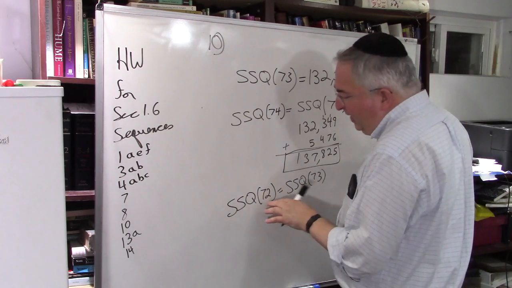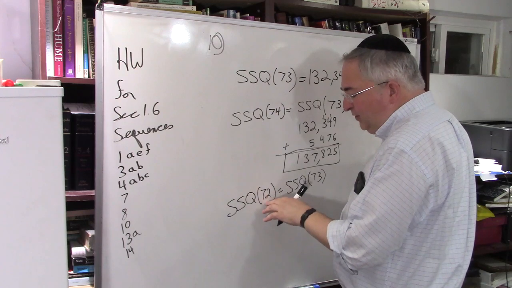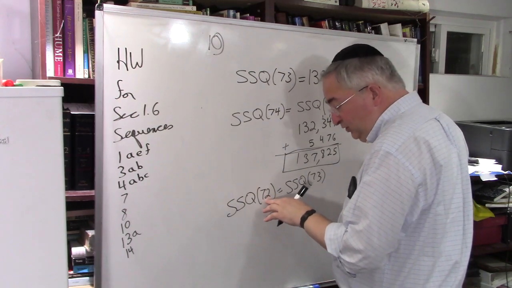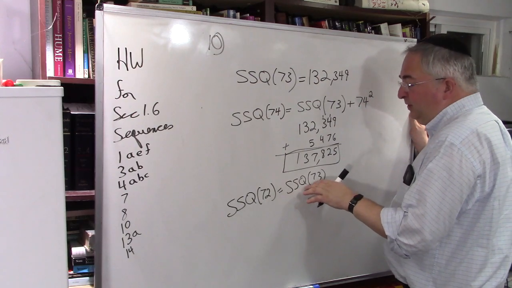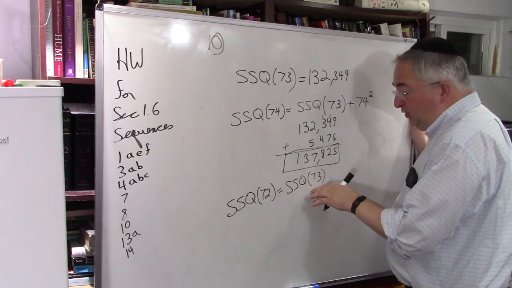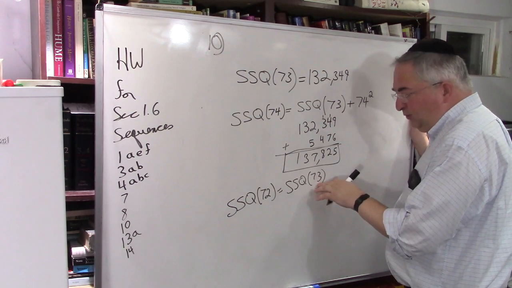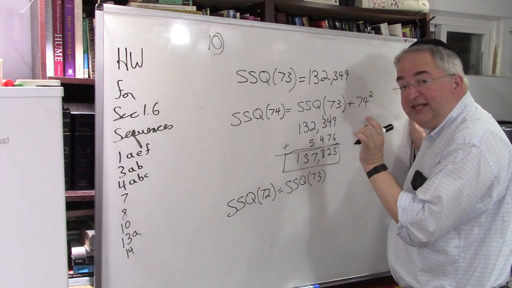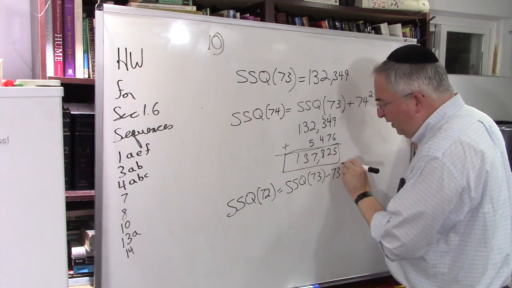This says add up all the numbers: 1 squared plus 2 squared plus 3 squared, and so on up to 70 squared plus 71 squared plus 72 squared. The sum for 73 adds up 1 squared plus 2 squared plus 3 squared up to 71 squared plus 72 squared plus 73 squared. The last thing we did was add that 73 squared. Subtract it, minus 73 squared.